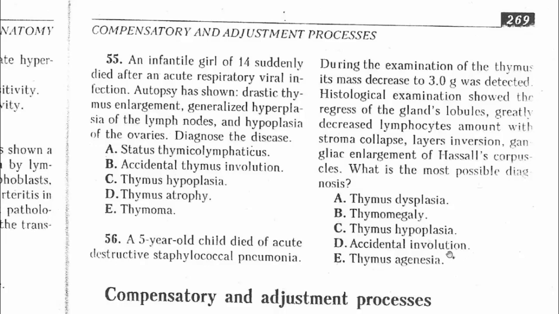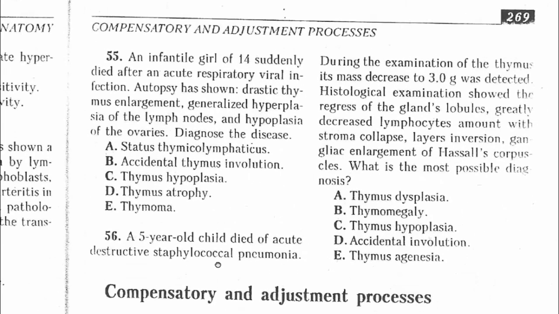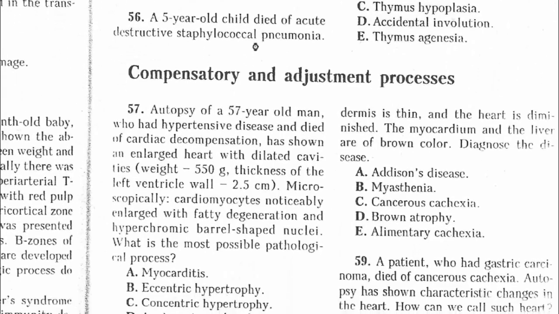So the answer is accidental involution, because it best explains all these things that are actually happening. All right. So 57.